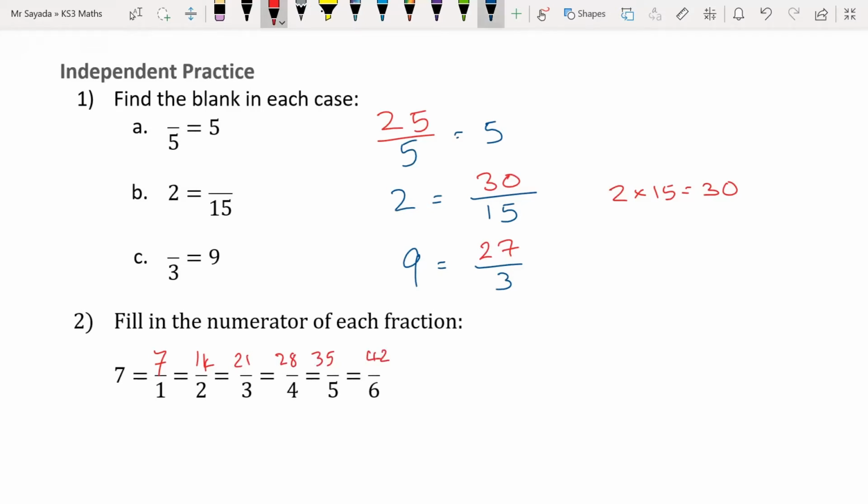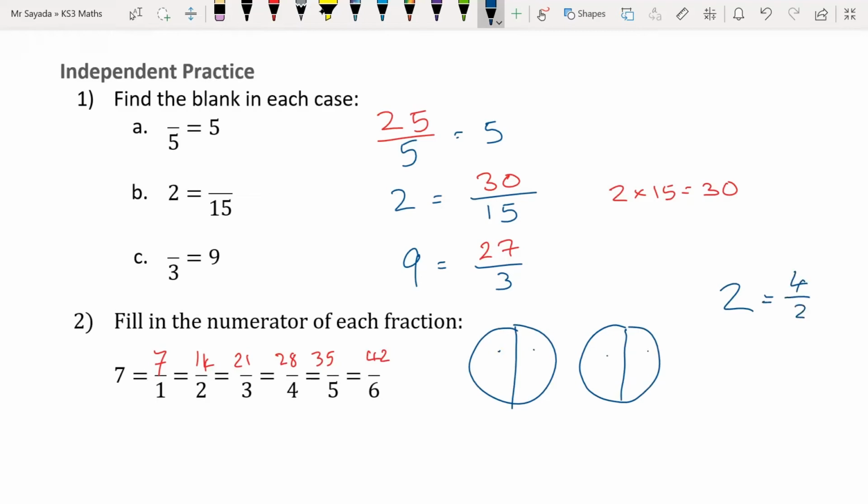Just to finish, just to make this super clear why this works. So imagine you have 2 wholes. So that is 2 whole pizzas, let's say. So that's 2. Now I could split each of those pizzas into halves. So how many halves do I have now? Well, I've got 1, 2, 3, 4. So I've got 4 halves. So 2 is the same as 4 halves.